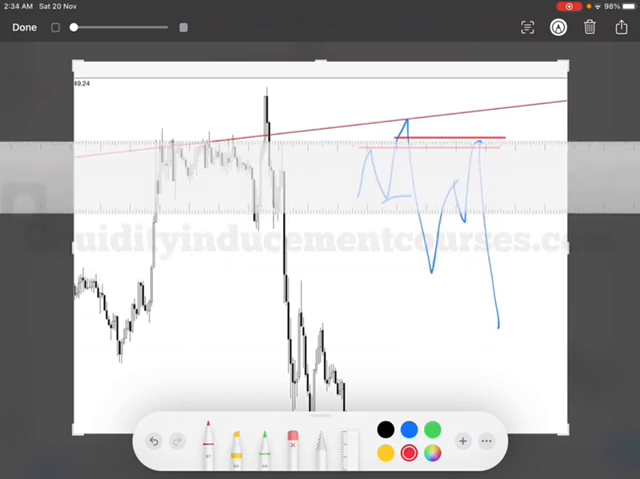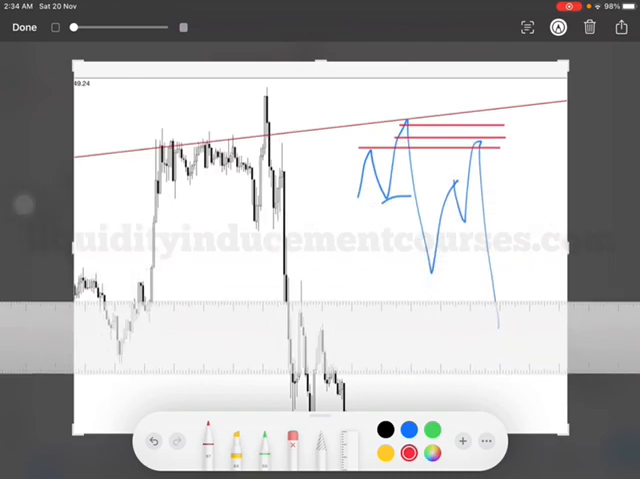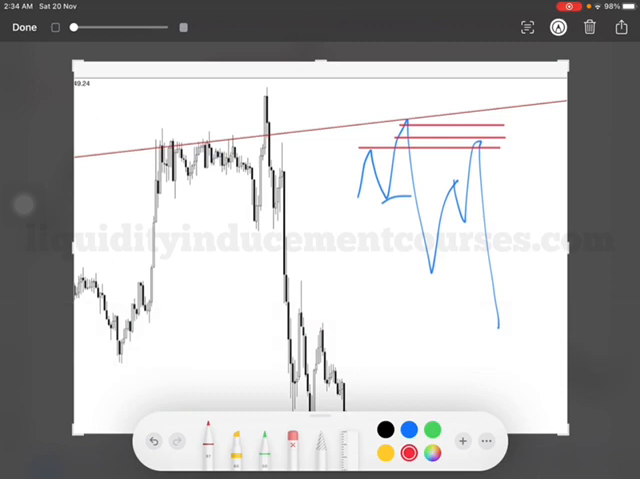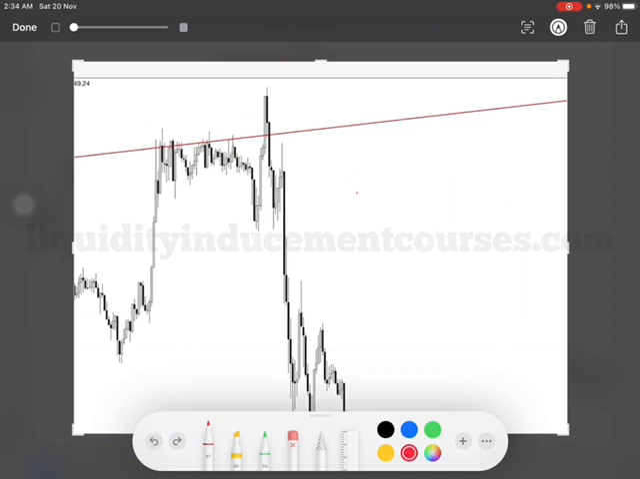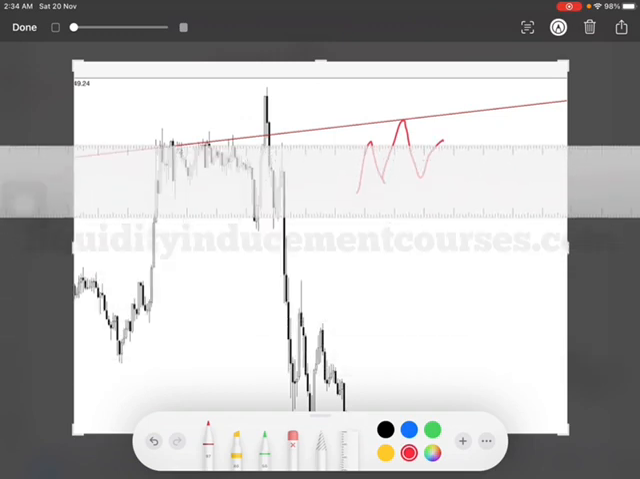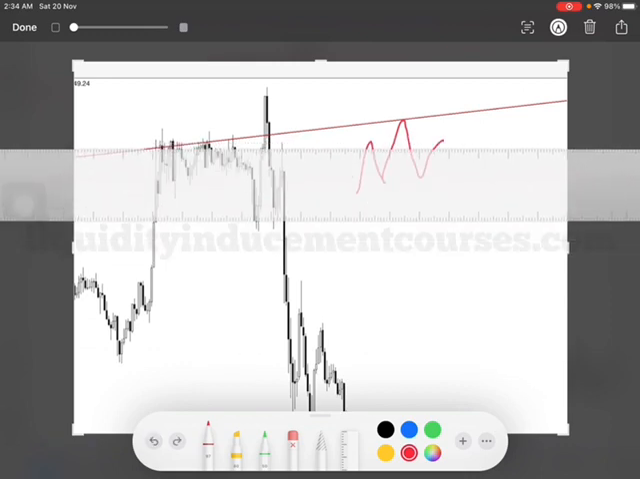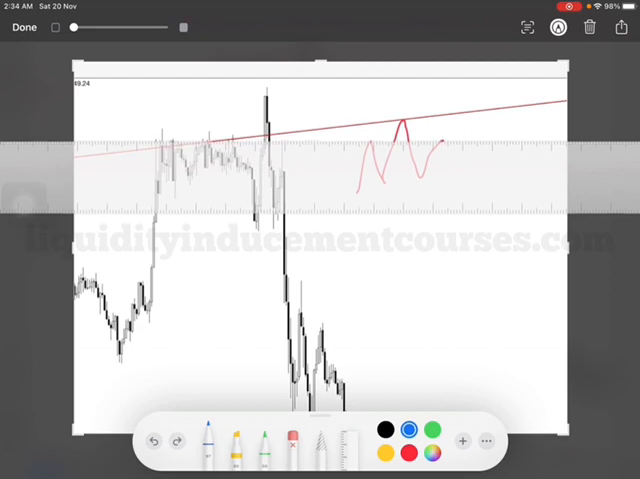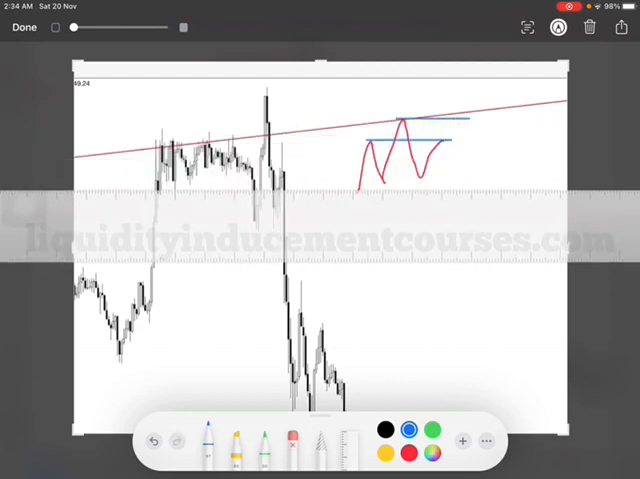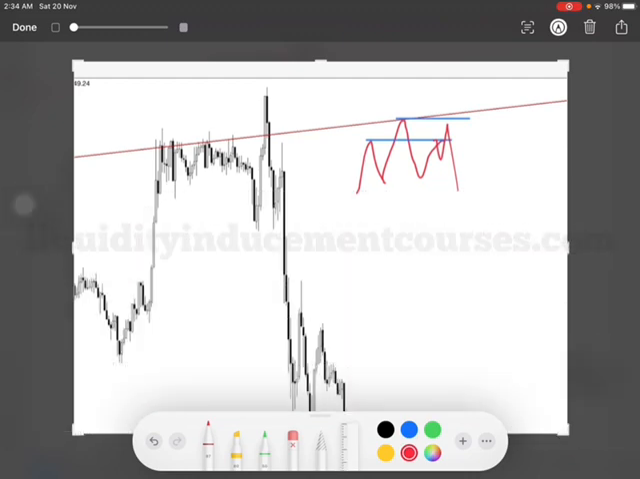And then we have the other one, which is the one without breaking the structure, like this. So without breaking the structure here, this is what happened with that one.